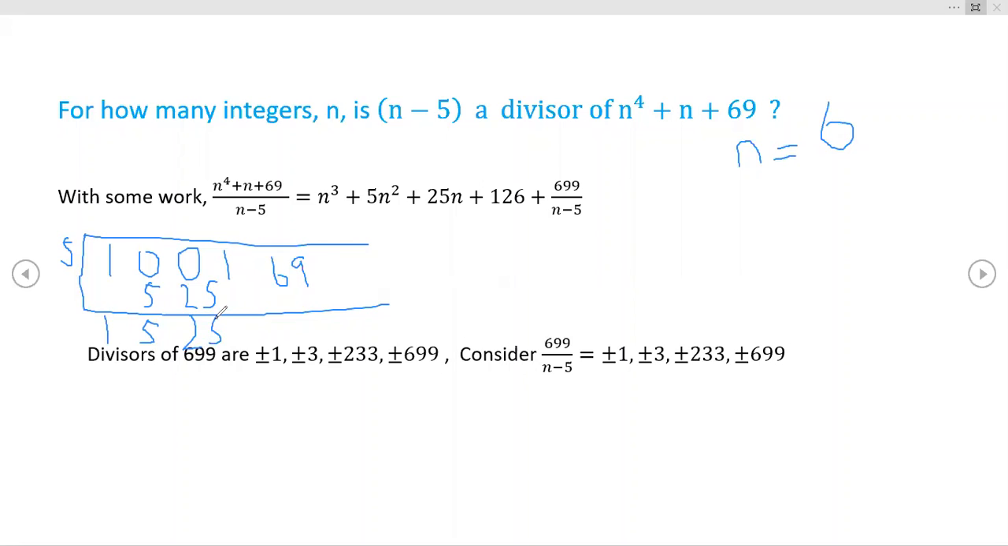Then when you do 5 times 25, you get 125 right here. You write small there, 125. Okay, folks, and that's 126 right here. Then if you do 5 times 126, that's 630, so you put a 630 right here. I do hope this is legible. I think I've left enough space, though really when I start working, it's never enough. So that is 699.